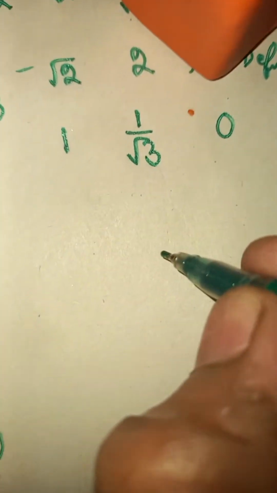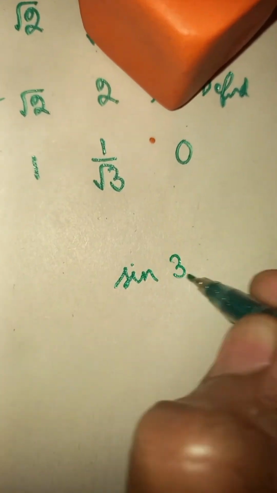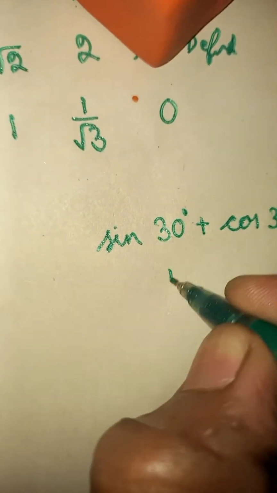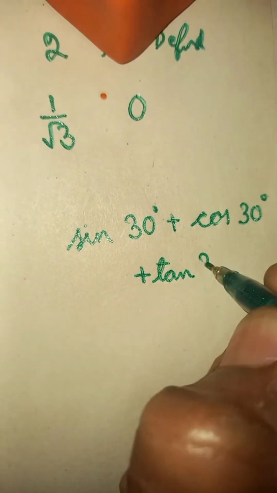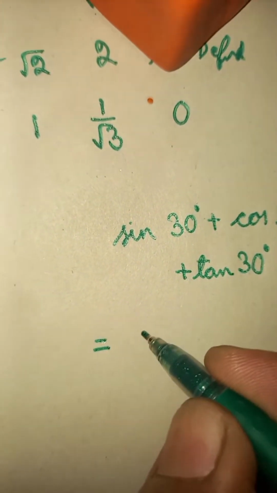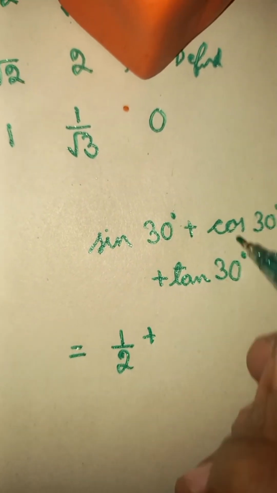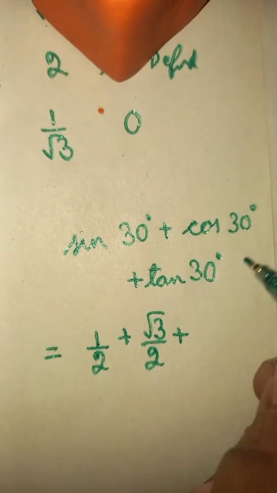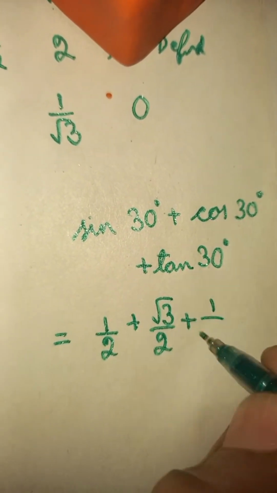Let's take some more problems. Here they are asking to find the value of sine 30 degree plus cos 30 degree plus tan of 30 degree. You can do it easily. Sine of 30 degree is half. Cos of 30 degree means root 3 by 2. And tan of 30 degree means it is 1 by root 3.